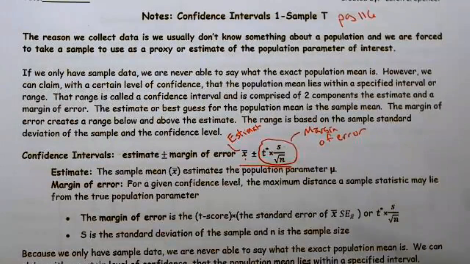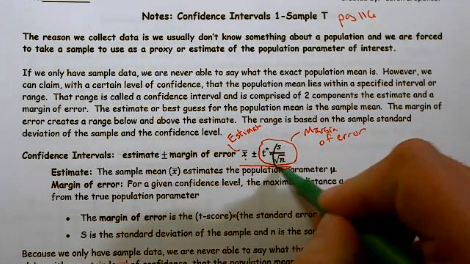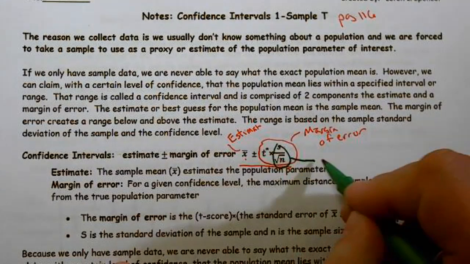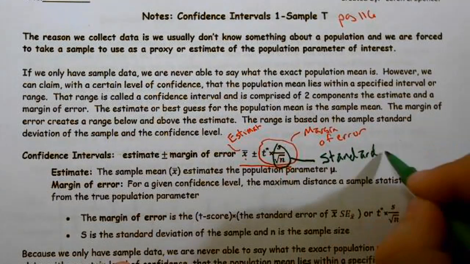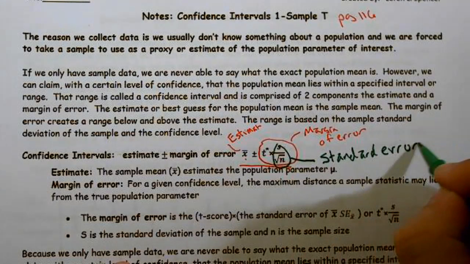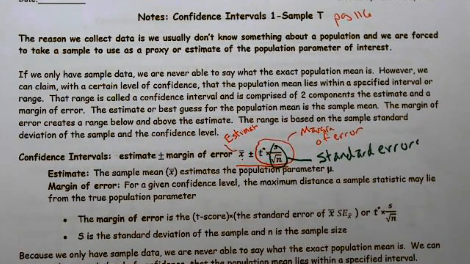Then we also have a second part that we need to talk about, and mainly you just need to know that this is known as the standard error. So standard error is the sample standard deviation divided by the square root of n. Margin of error is when we multiply it by the t star.